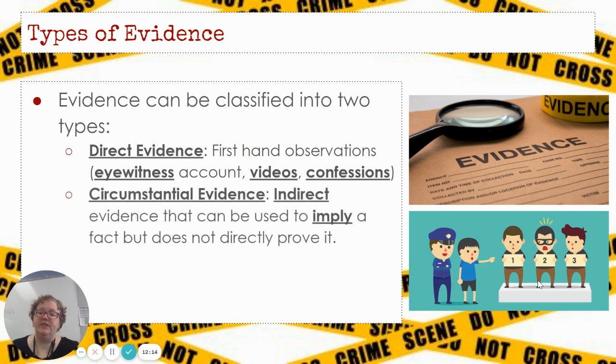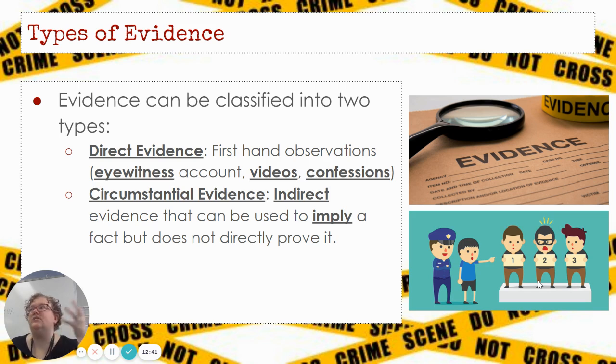The other type of evidence is called circumstantial evidence. Circumstantial evidence is indirect evidence that's used to imply a fact, but doesn't actually prove it. For example, if there is blood found at a crime scene, we can't prove that it came from that particular crime, right? We can prove that a person was in that location, but we can't prove that because they were in that location that they actually committed the crime, right?